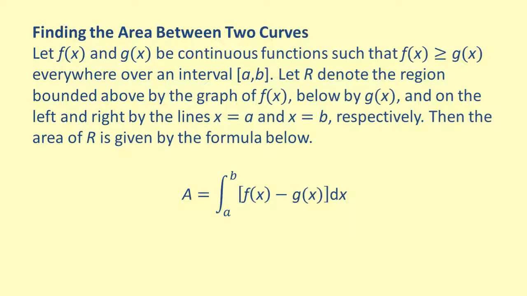Let's determine how to find the area of a region between two curves. Assume that we have two curves on a graph such that one curve f of x is greater than or equal to a second curve g of x over an interval from a to b. Then the area between the two curves is given by the integral of f of x minus g of x dx evaluated from a to b.